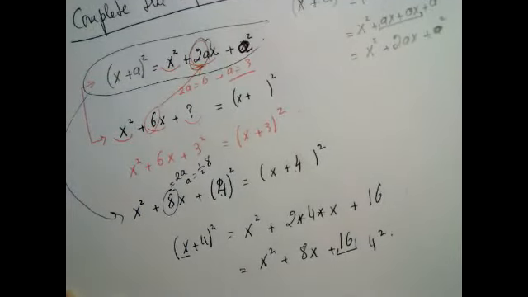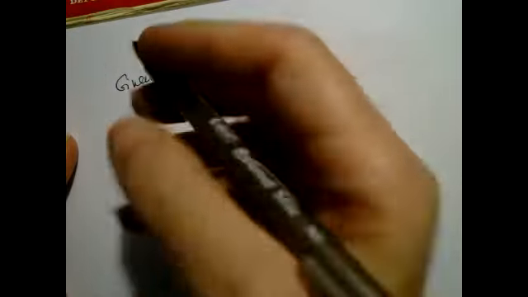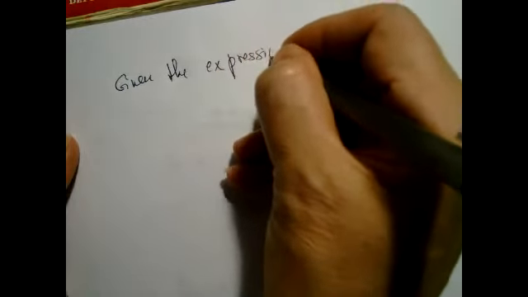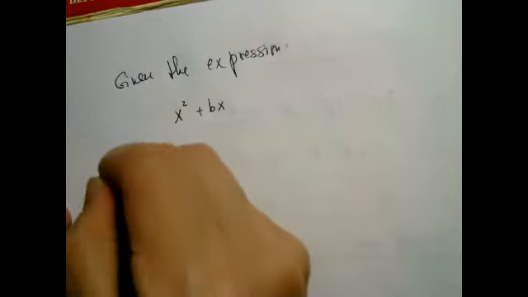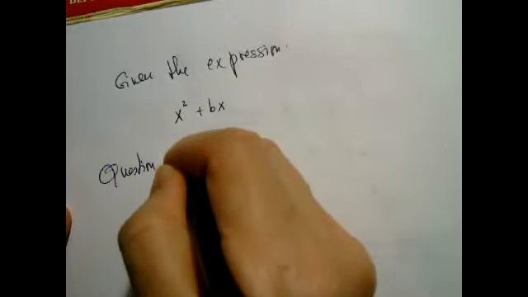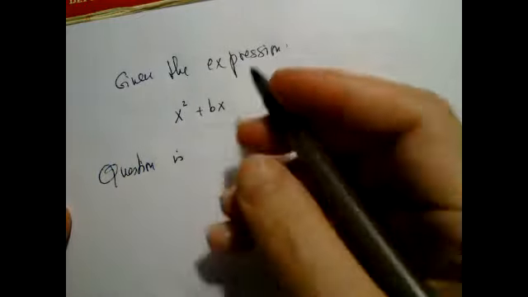All right, so what's the idea of completing the square? What's the algorithm? Completing the square idea is the following. Given the expression x squared plus b times x, suppose you have an expression like this. The question is the following.